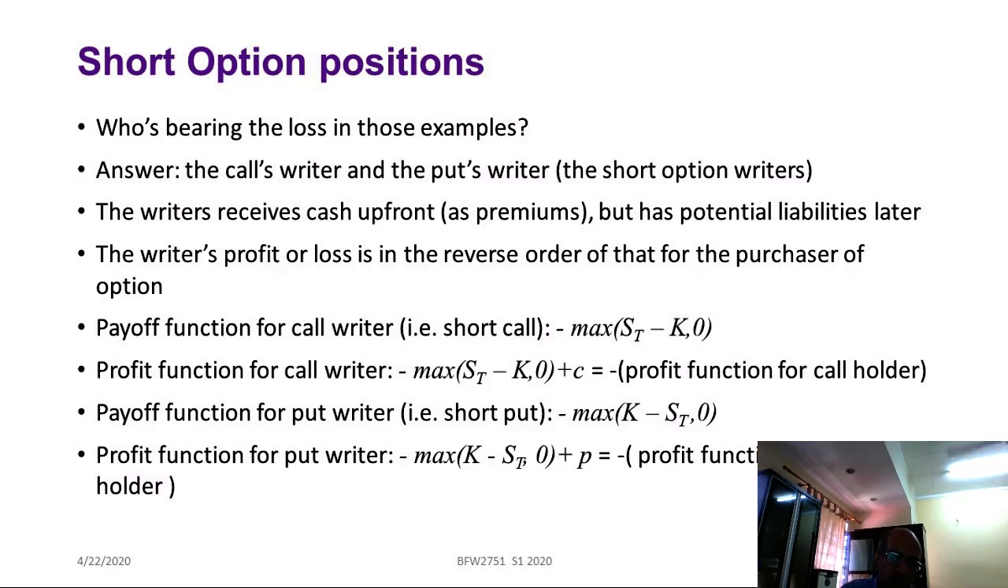The writer's profit or loss is in the reverse order of that of the purchaser of a long position option. Payoff function for a call writer, as I told you, is minus the maximum of ST minus K. This is the inverse position, that's why we put a minus max. So the profit function for a call writer is minus max of ST minus K plus C, because he makes that call premium.